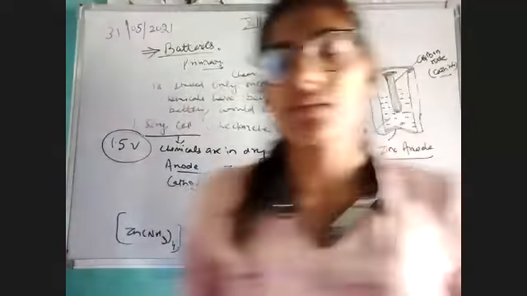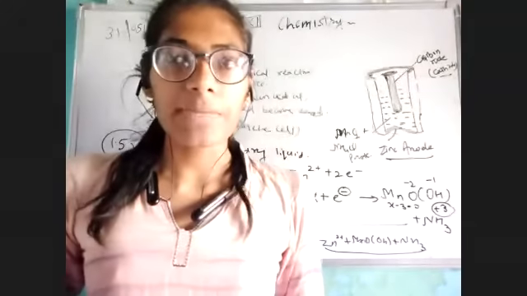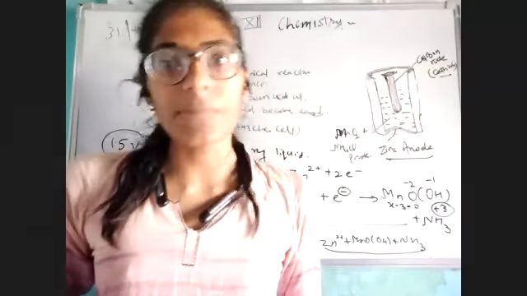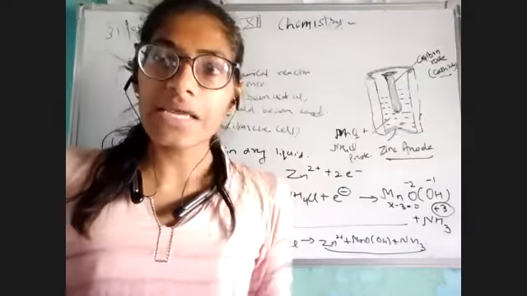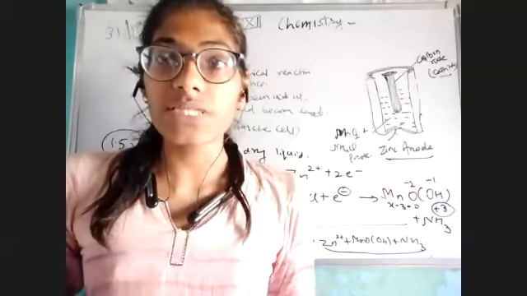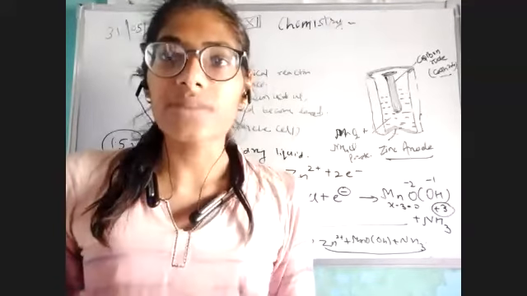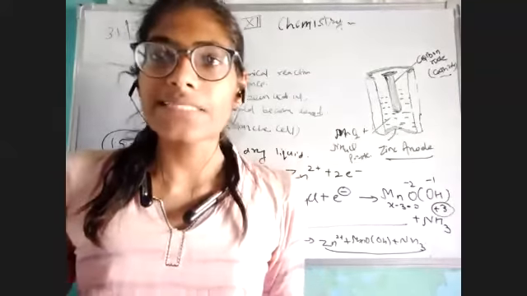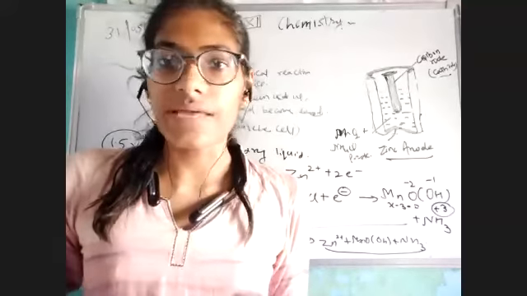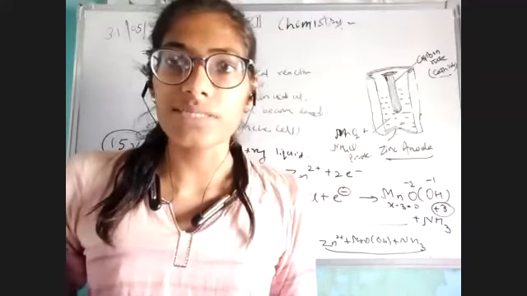Okay, that's it. This was the example of primary battery. Another example is mercury cell. As the name suggests, the mercury cell is something which contains mercury as the main component. Let's see, and we will see the complete overall reaction of that particular cell.